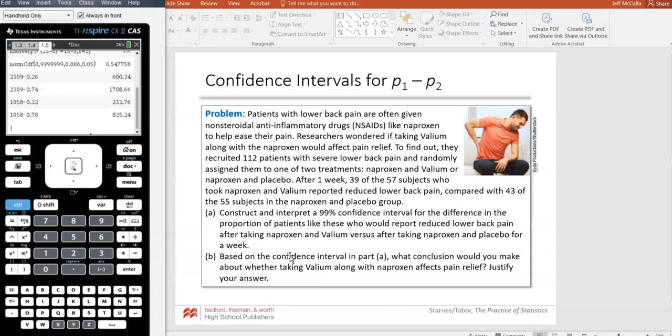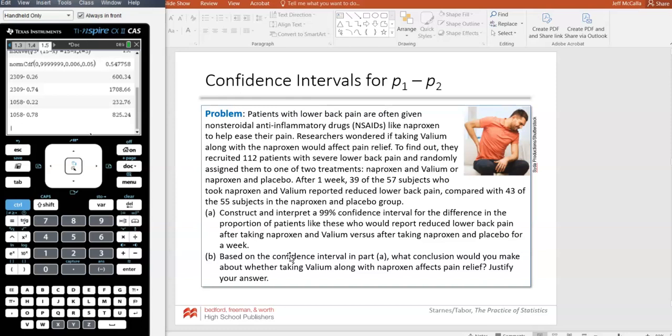So patients, it looks like he's in pain. Patients with lower back pain are often given this kind of drug to ease their pain. Researchers wonder if taking Valium along with naproxen would affect pain relief. So maybe the two of them don't mix well, or maybe they do. To find out, they recruited 112 patients with severe lower back pain and randomly assigned them to one of two treatment groups, naproxen and Valium, or naproxen and placebo. So that will hopefully tell us naproxen is effective. Maybe with the Valium it's more effective, and so we can compare the groups.